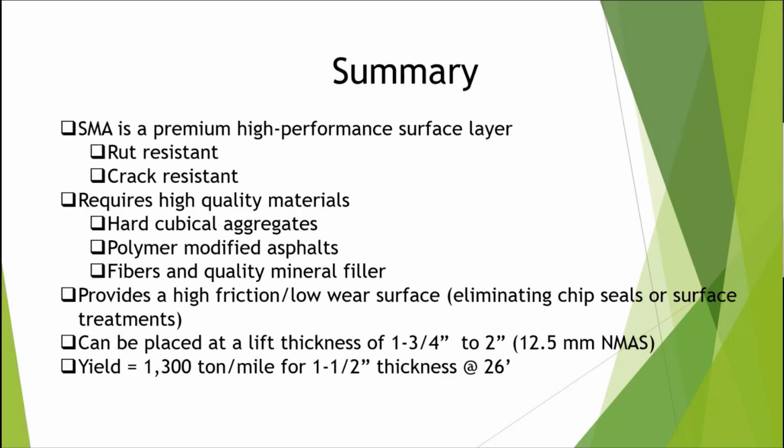The summary, and if you have an SMA job, Mark would probably confirm this, is it's a premium. It costs more money. It's got your highest or most aggressive asphalt binder, PG binder. It's got a lot more total asphalt content than a dense graded mix, and it needs high quality aggregates and some additives. But basically, you get a high friction, low wear surface, and eliminate chip seals or any type of surface treatments. The yield or the spread rate, when you look at it that way, is relatively low, 1,300 tons per mile on a 26-foot wide section.